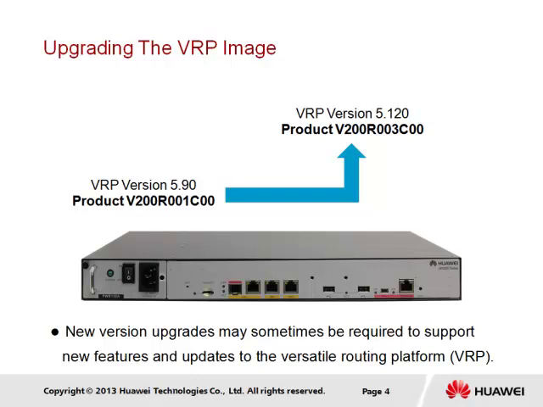The V value, the product version, represents the product code and is generally fixed. Where a major version release occurs, however, we will see the product version update, referenced by the R value, while a new minor update of the current version will be referenced by the C value. The example we show here gives a true reference to an upgrade from VRP version 5.9 to version 5.120 and the respective product codes for each version upgrade.